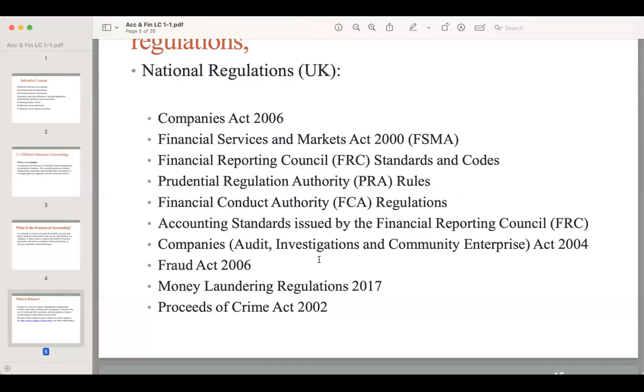Next is the Money Laundering Regulations 2017. These regulations are designed to prevent money laundering and terrorist financing. Next one is the Proceeds of Crime Act 2002. This act targets money laundering and confiscation of proceeds from criminal activities.